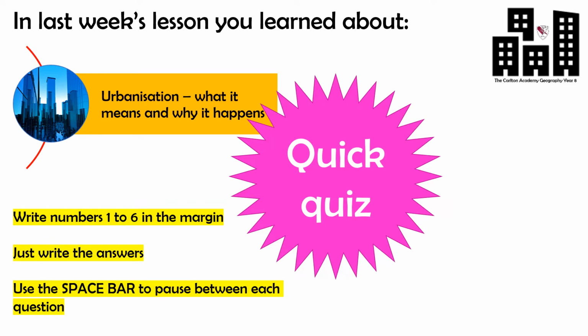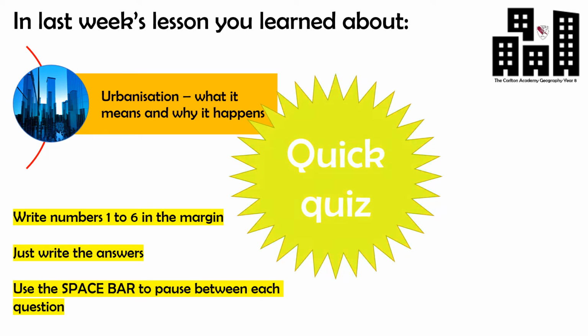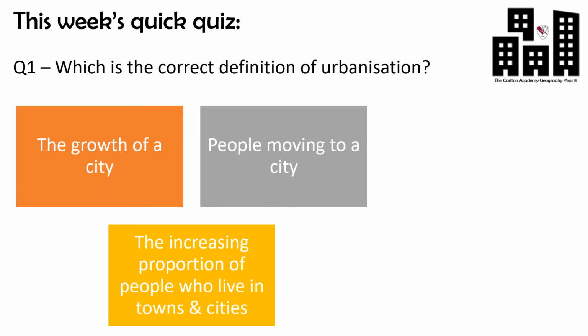So I want you to write the numbers 1 to 6 in the margin and just write the answers. There's going to be 6 slides coming up with different questions on. For each one you need to pause using the space bar to allow you to write down your answer. So starting now. So this is question 1. Pause so you can answer it.